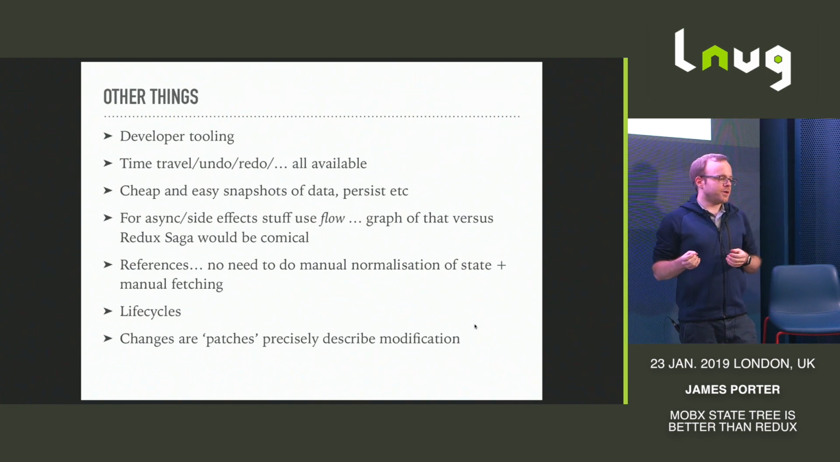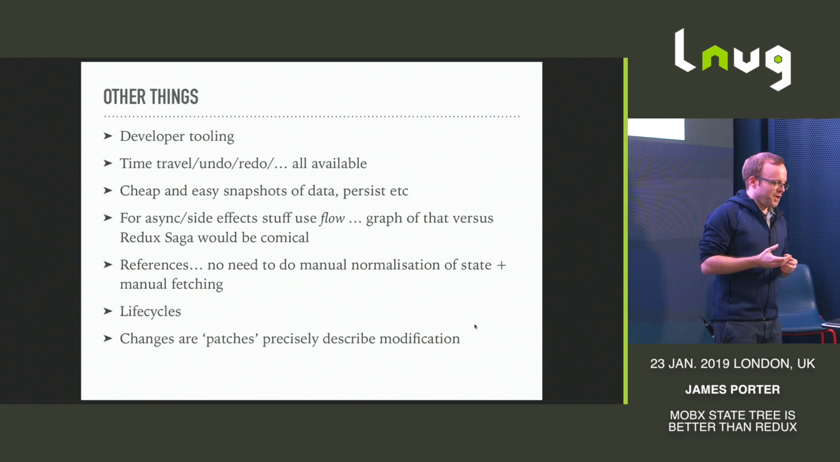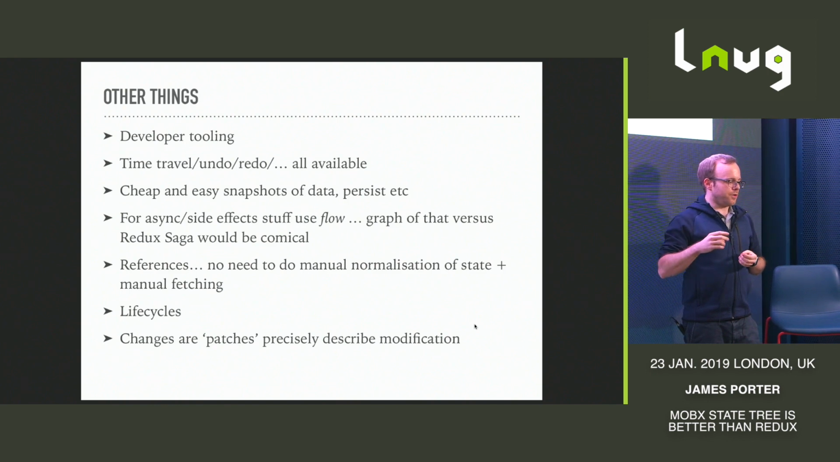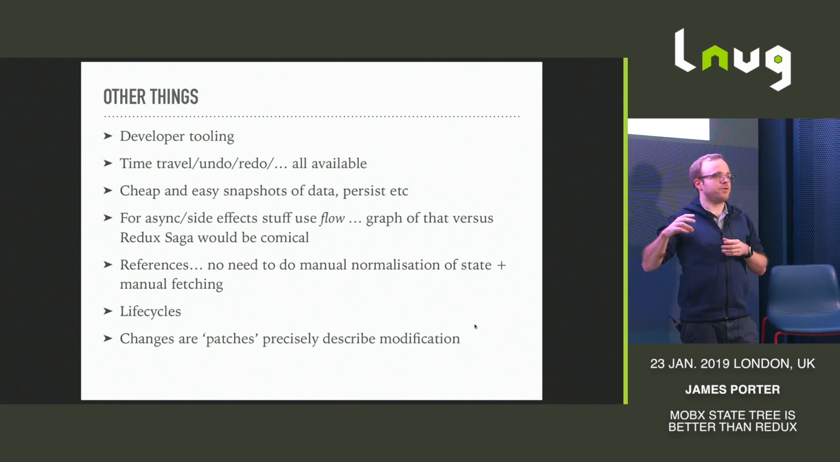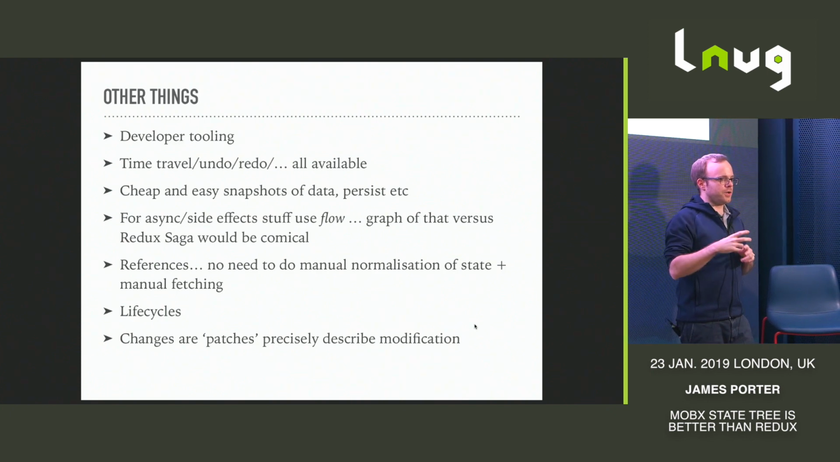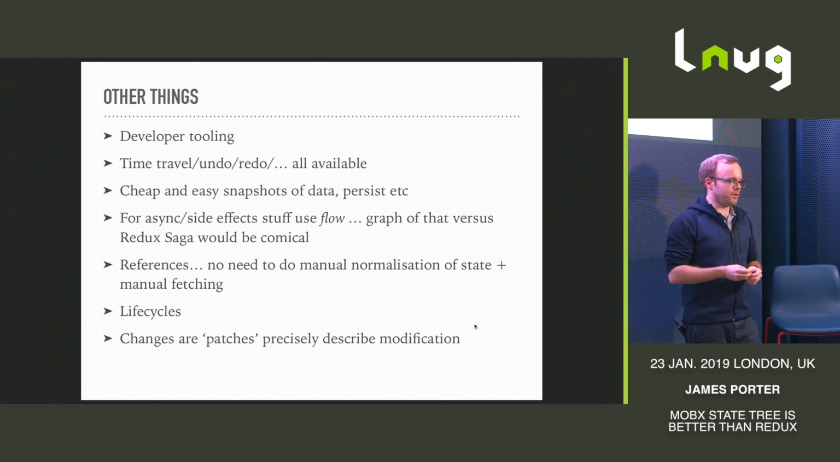MobX State Tree has something that is again so much more concise and easy to work with, called Flow, which is a terrible name in a JavaScript context. But basically it allows you to write your side-effecty stuff using generator functions and yielding promises. It then ensures that whenever you do an update to the model, it's captured in a correct way, in a correct context.